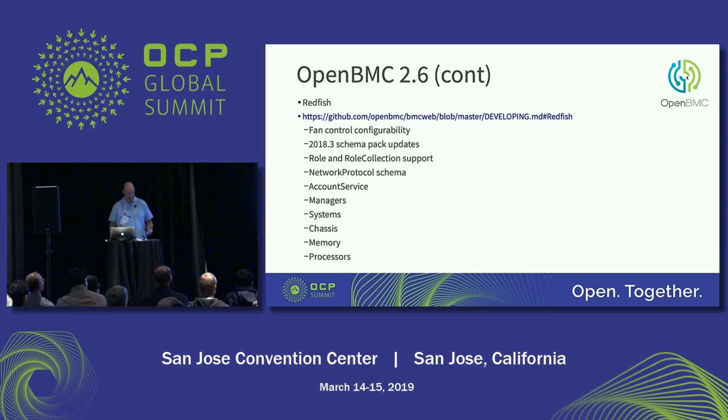Redfish. In 2.6, we've got, see the list there, fan control, schema pack updates, role support, network protocol schema, account service, manager, systems, chassis, memory, processors. I think those last things are all part of the OCP base and server profiles. So those things are all there. I'm again going to attach your mileage may vary, but it's mostly there, and we're working to get that buttoned up if it isn't.